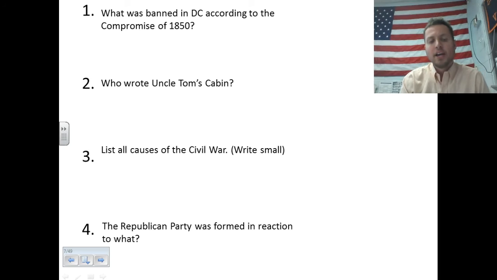Number 4, the Republican Party was formed in reaction to what? The Kansas-Nebraska Act, which was going to spread slavery by overturning the Missouri Compromise. Therefore, the Republican Party was against it.